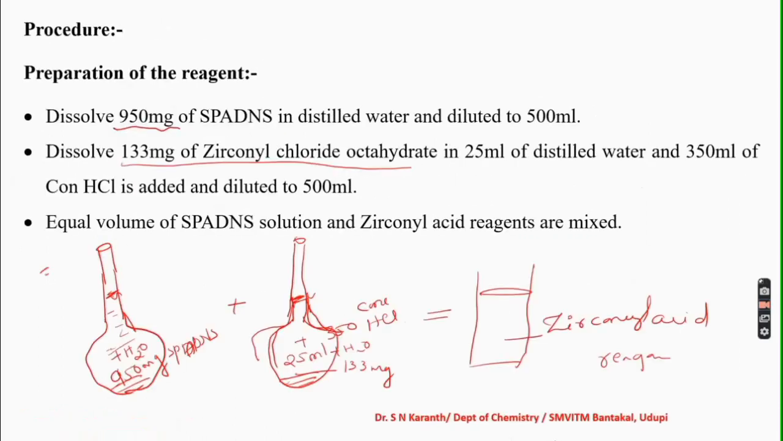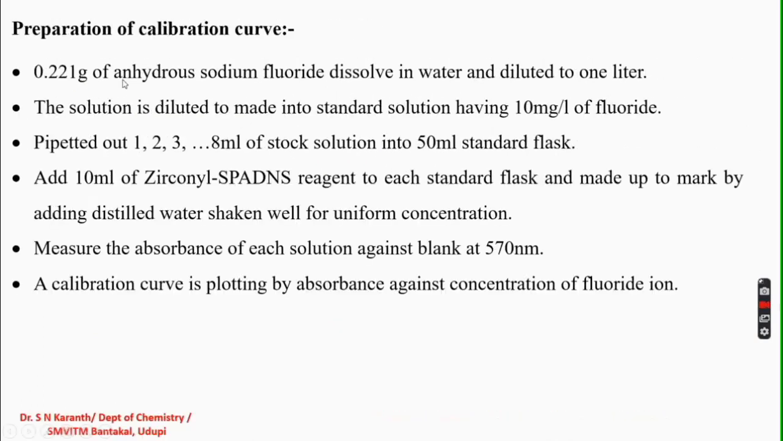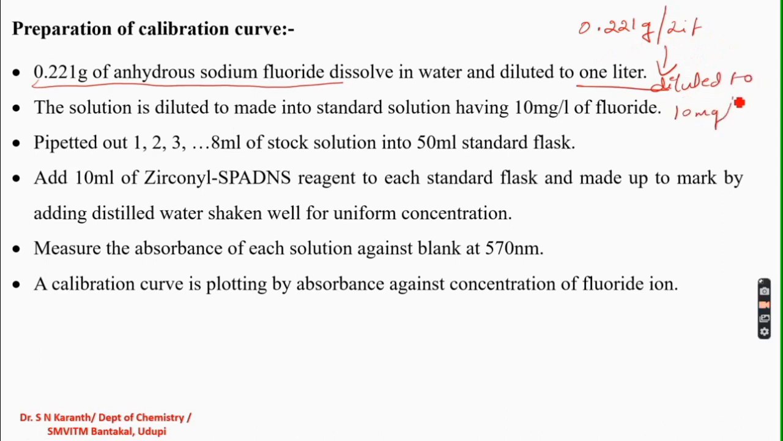The second step involved is the preparation of the calibration curve. For that, we take 0.221 gram of anhydrous sodium fluoride, dissolved and made up to 1 liter, that is 0.221 gram per liter. Then this solution is diluted to make 10 milligram per liter of fluoride. Then we pipette out 1, 2, 3, 4, 5, up to 8 ml of stock solution into 50 ml standard flasks. We take 8 standard flasks like this.